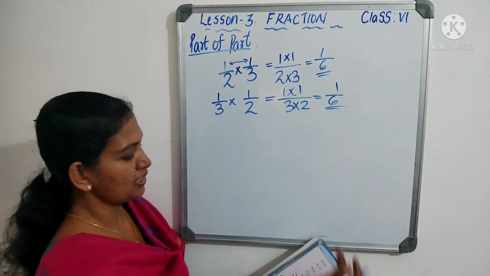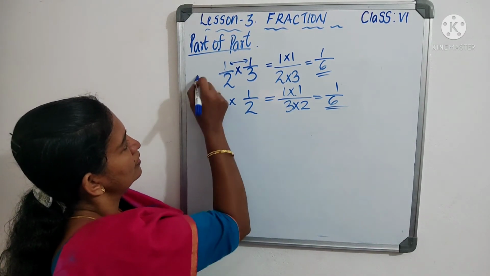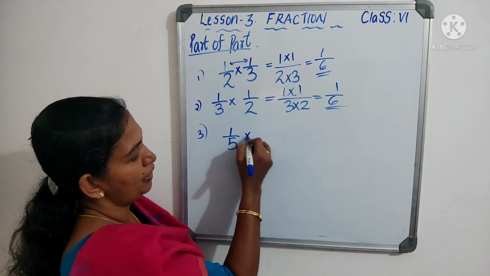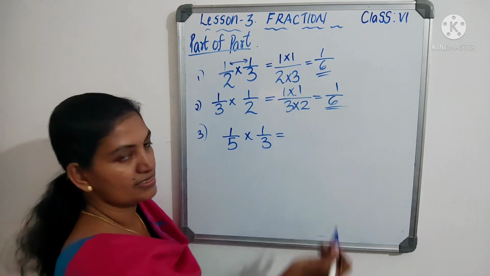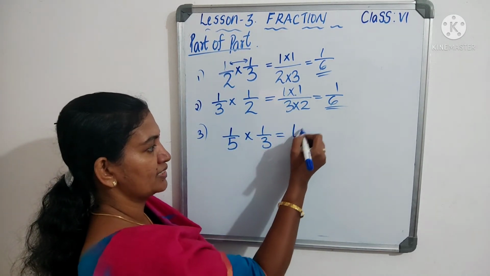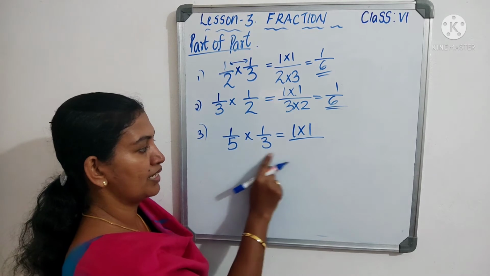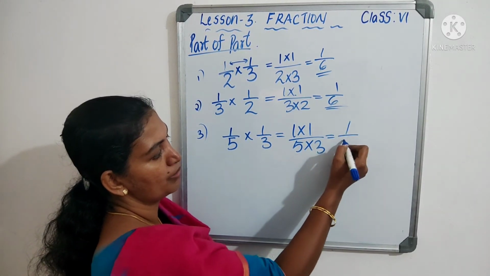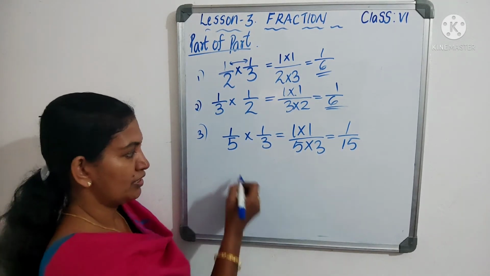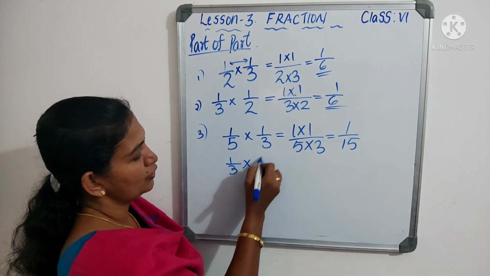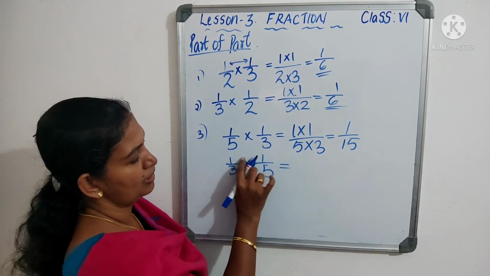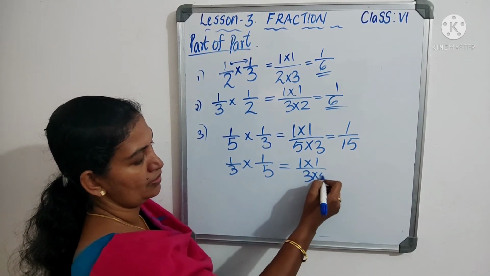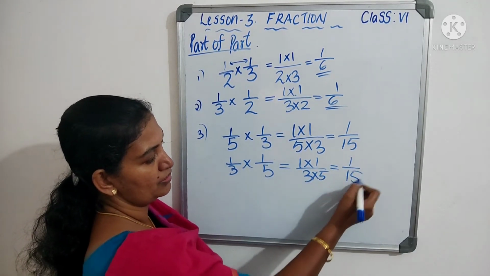Suppose another question. Third question: 1 by 5 into 1 by 3. What will the answer be? Multiply the numerators, 1 into 1, divided by multiplying the denominators, 5 into 3, which is equal to 1 by 15. If you multiply 1 by 3 into 1 by 5, multiply the numerators, 1 into 1, and 3 into 5, it is equal to 1 by 15.